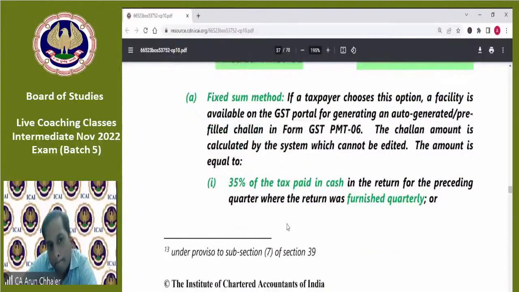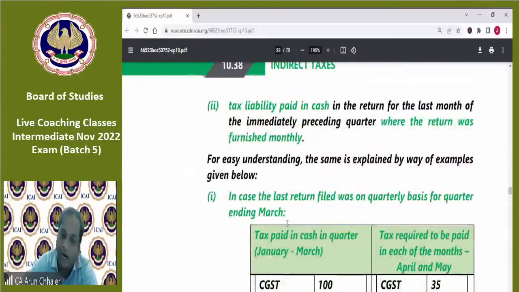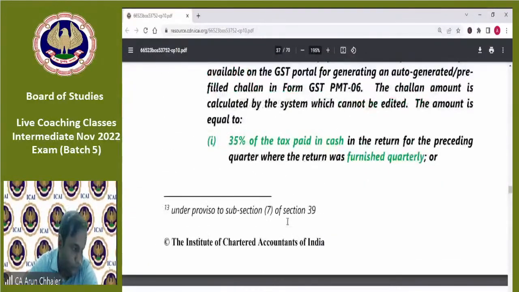Now, what is the 35% and what is the 100%? See, you are filing the return from July to September under the QRMP scheme. Check what is your preceding quarter frequency. Either you are furnishing quarterly or you are furnishing monthly. Which quarter, which period am I talking about?